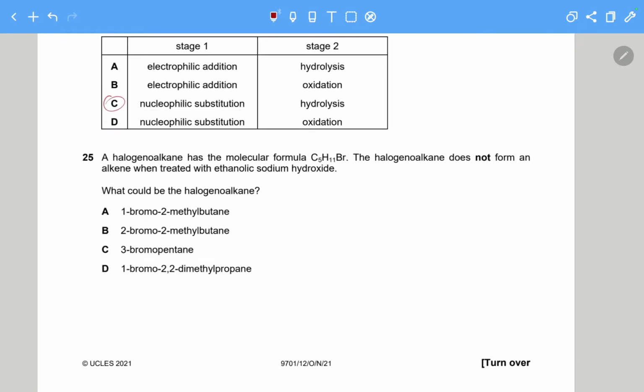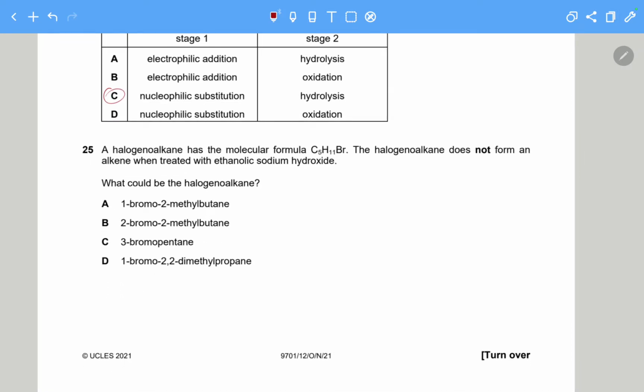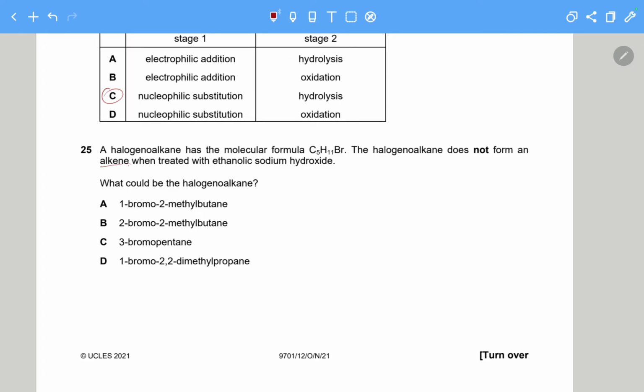Question 25. A halogenoalkane has the molecular formula C5H11Br. The halogenoalkane does not form an alkene when treated with ethanolic sodium hydroxide. So what could be the halogenoalkane? Which means that there is no elimination taking place, and therefore it has to be a halogenoalkane that cannot remove the bromine. And let's see which case that would be.